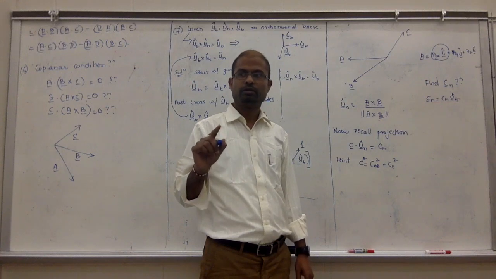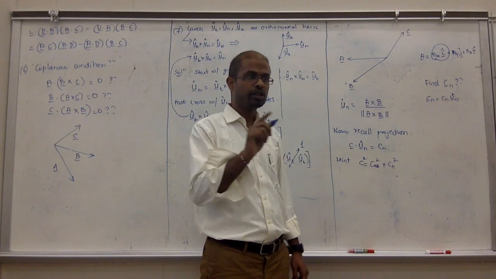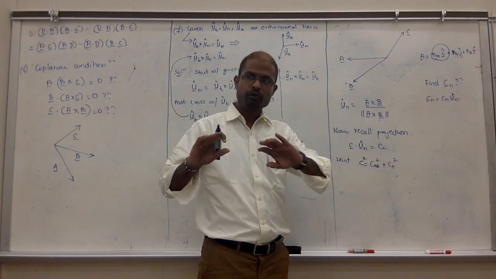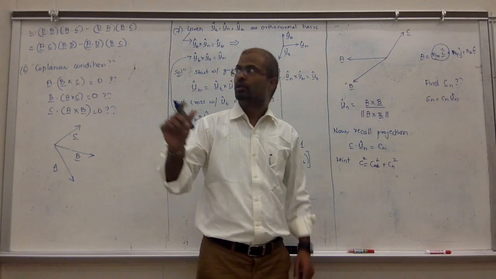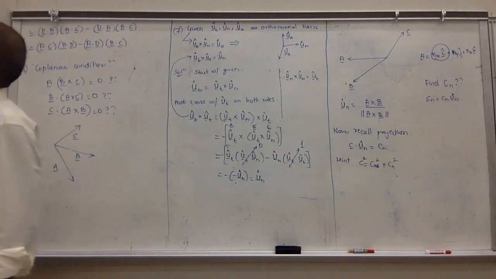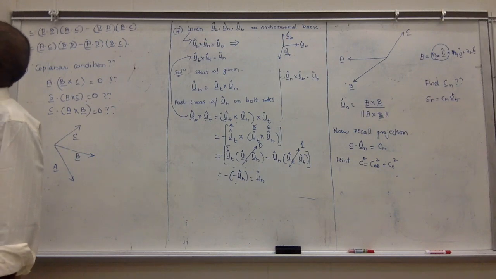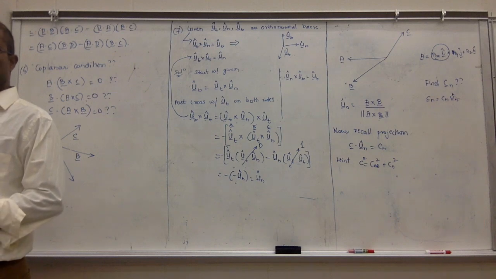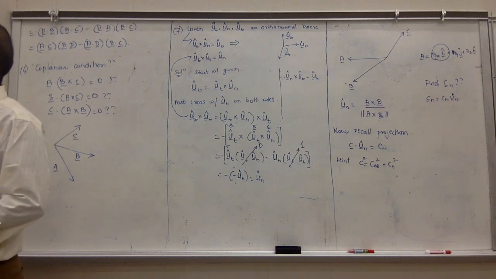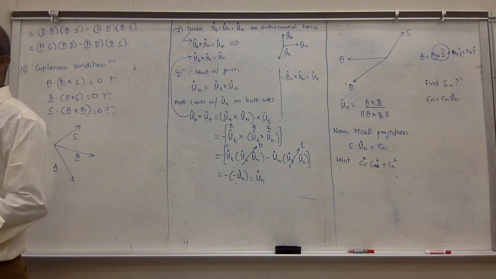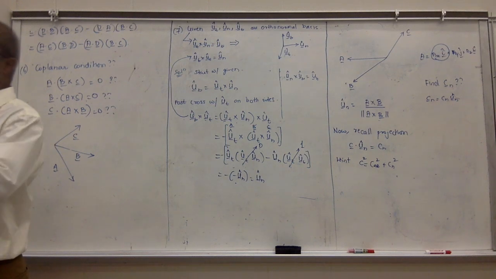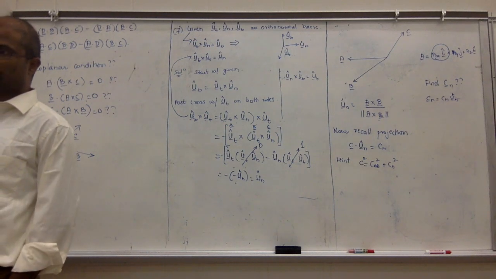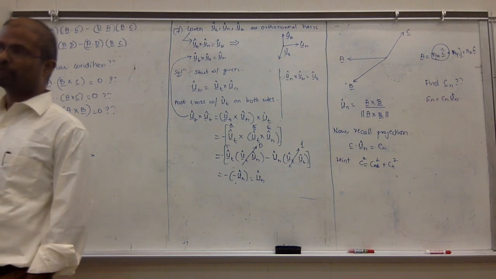Yes, so C dot C, you're right. C dot C is C square. Or what you do, you don't take the square root. If you skip the square root, this component square, this component square, this component square is C square. You got it? What is C dot C? C dot C is simply X into X, Y into Y, Z into Z. So if you skip the square root, it will be the square.